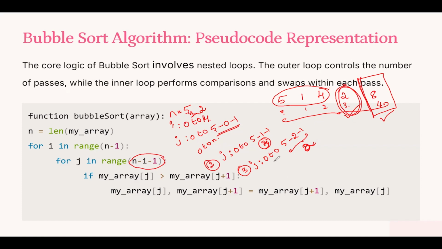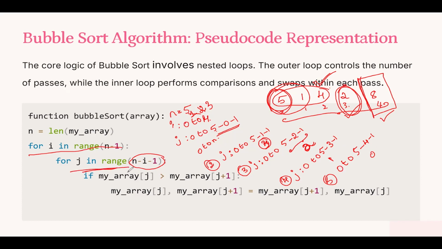Similarly, when the i value increments to 3, which is nothing but the fourth pass, the j value needs to go from 0 to 5 minus 3 minus 1, which is nothing but 0 to 1. So I need to focus only over here, which means this would have reached the correct position. And for the fifth one, we need to go from 0 to 5 minus 4 minus 1, which is nothing but 0, which means I'll have only one element remaining. So that is why we say that this particular loop is for the number of phases, and this is only for swapping. Okay, this is about the outer loop.